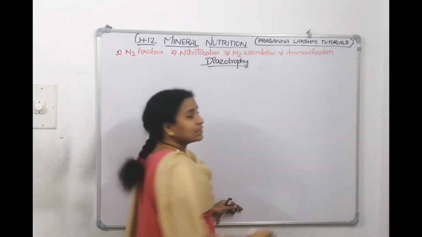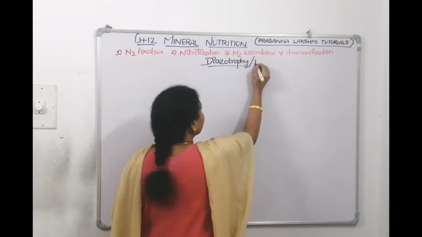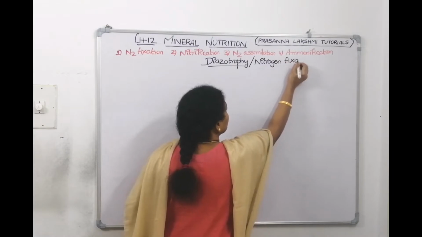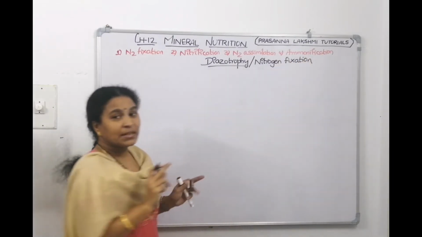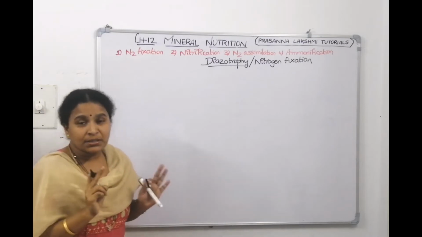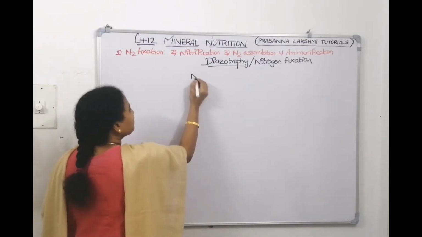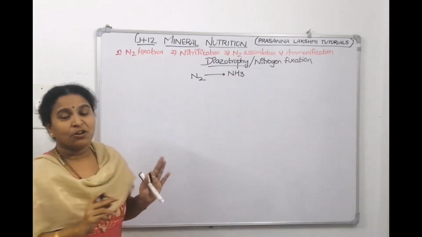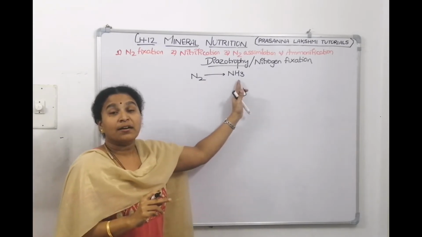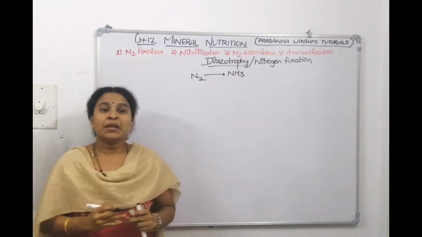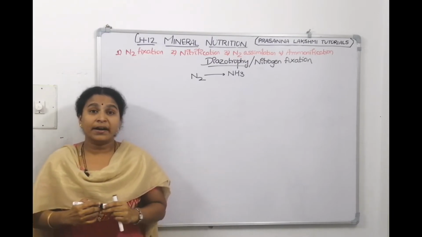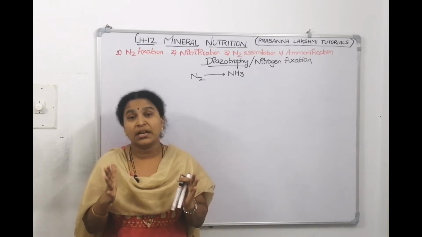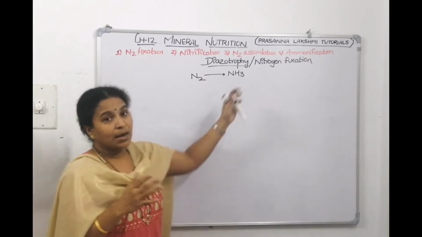Diazotrophy can also be called nitrogen fixation. Diazotrophy is nothing but nitrogen fixation. What is nitrogen fixation? Nitrogen fixation is nothing but conversion of N2, nitrogen gas, to ammonia. Reduction of nitrogen to ammonia is called nitrogen fixation. We were talking about the bacteroids, right? Bacteroids, which are active stages, synthesize an enzyme called nitrogenase, which will convert the nitrogen to ammonia, right?